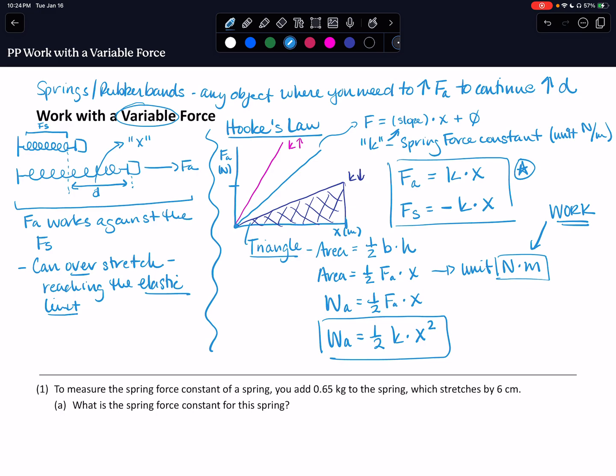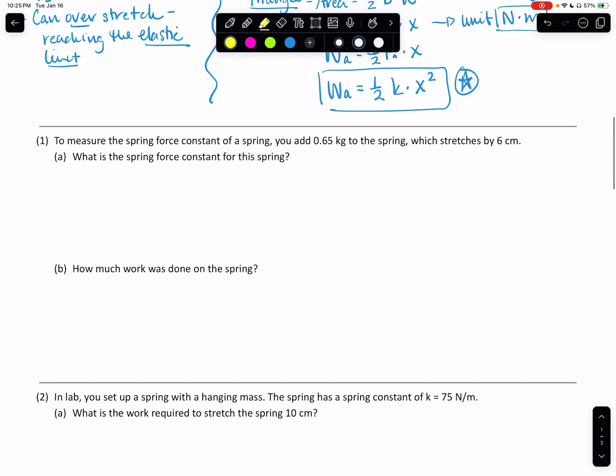So again, we've got two new formulas. We've got our formula for work in the presence of a variable force, and then we've got our formula for force in the presence of a variable force. Again, remember, we tend to use these most often in the presence of springs and rubber bands because they require more and more force the more we stretch them out. So let's try using these new formulas.